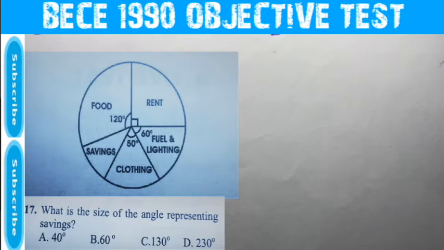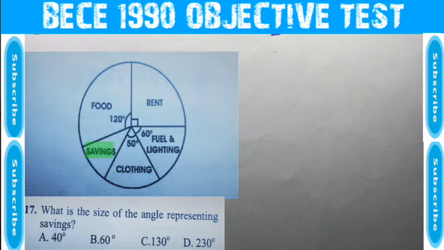With question 17, the question will be displayed on the screen, and it demands that we find the size of the angle representing savings. When you take a look at the pie chart, all the other monthly expenditure have their sectorial angles with the exception of savings. So savings doesn't have any sectorial angle, so we need to calculate for that. We'll add the angles for all the other expenditure, then subtract the total from 360 degrees. So that's how we solve question 17.